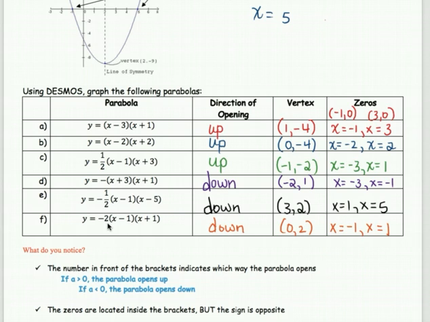Oh, here's the negative here. Whenever it has a negative in front, it opens down. Okay, I think we've seen that before anyway. And then if it's positive, it opens up. All right, we'll come back to the vertex in a second, but the zeros, what are we noticing about the zeros?